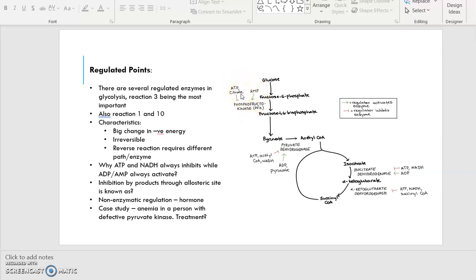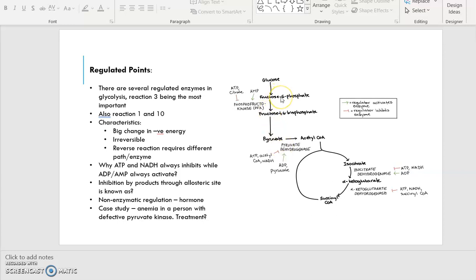Other common activators are NAD plus or FAD, while the inhibitors are NADH and FADH2, because they show that the cell is already full of energy in the form of NADH, so you don't have to stimulate glycolysis anymore. Citrate can be a little weird, because citrate is one of the molecules inside the TCA cycle. That's why the TCA cycle is sometimes called the citric acid cycle. If we already have lots of citrate, it shows that the cell is full of energy, so it will slow down the glycolysis reaction.